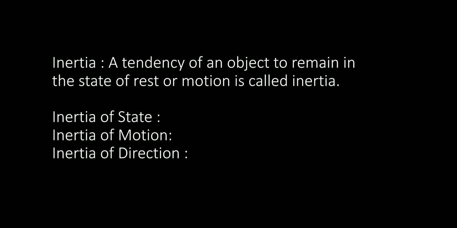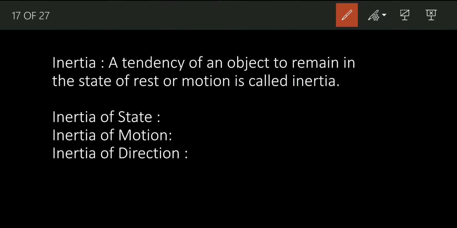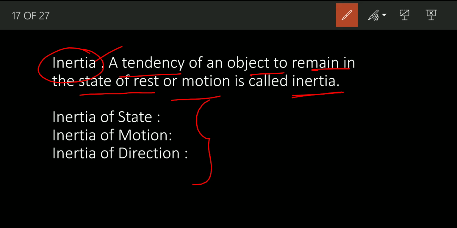And this tendency of an object to remain in a state of rest or in a state of motion is called inertia. In our daily language, we call it laziness. Every object which has mass has inertia, has some laziness, and this depends upon mass. More mass, more laziness. So, stay healthy. There are three types of inertia.